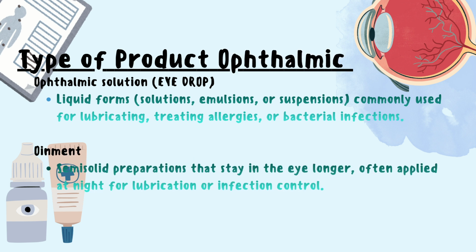Next, there are a few types of ophthalmic products. First, ophthalmic solution, which is eye drops. It is a liquid form, solution, emulsion, or suspension, commonly used for treating allergies or bacterial infections. Next, ointment, which is a semi-solid preparation that stays in the eye long, often applied at night for lubrication or infection control.